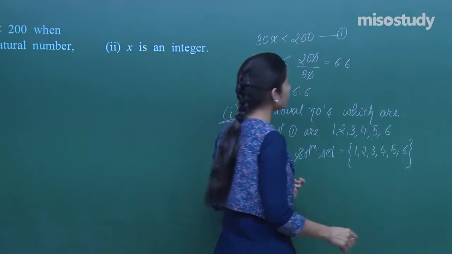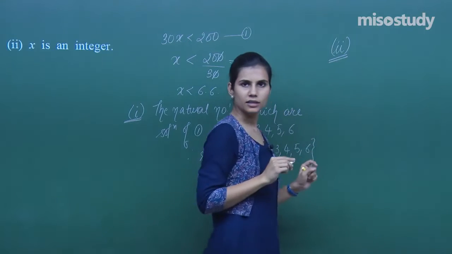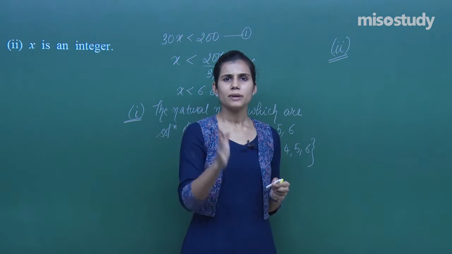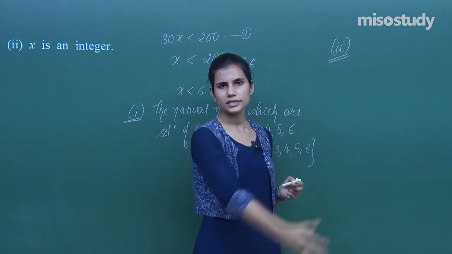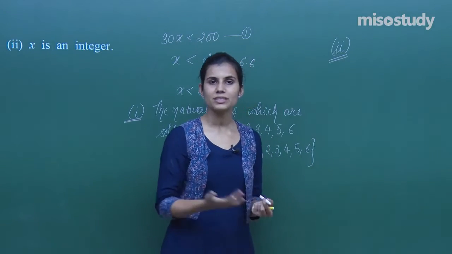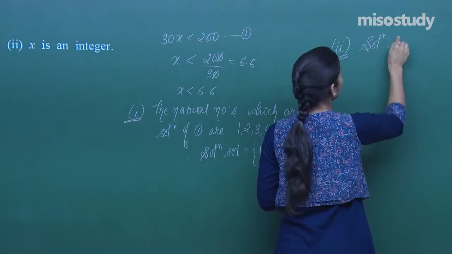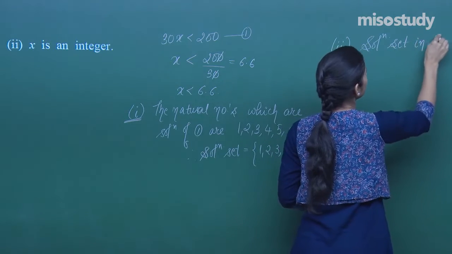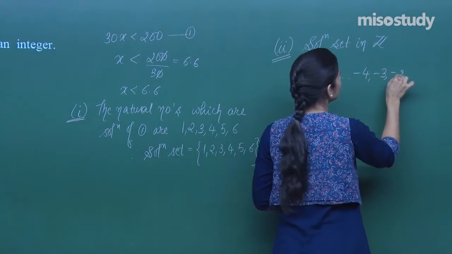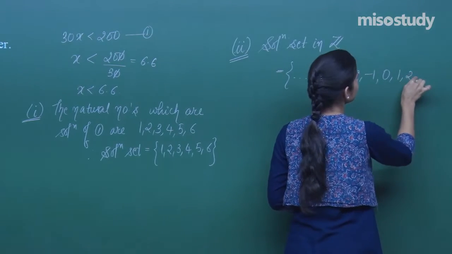Now I want the solution in the set of all integers. Which are all the integers strictly less than 6.6? Integers are dot dot dot, minus 3, minus 2, minus 1, 0, 1, 2, 3, 4, 5, 6 and so on. I need to take numbers strictly less than 6.6. That means all the integers strictly less than 6.6. The solution set in the set of all integers is all these I can take. All these integers are less than 6.6. This is also less than 6.6.